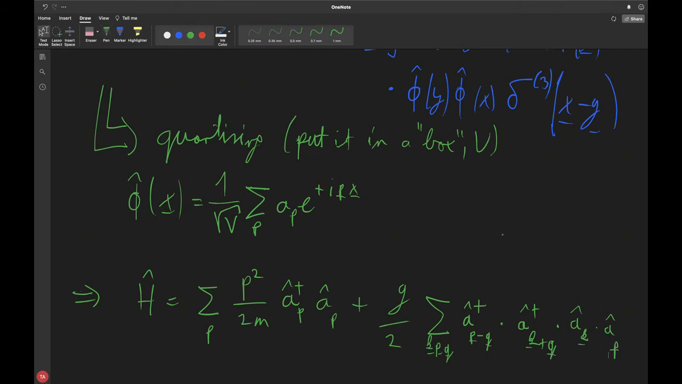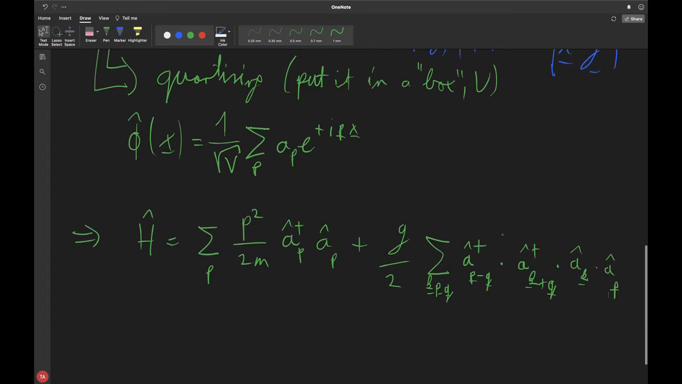And this looks very complicated. And it's actually very hard to solve. So this is hard to solve. And we will need to make an approximation.